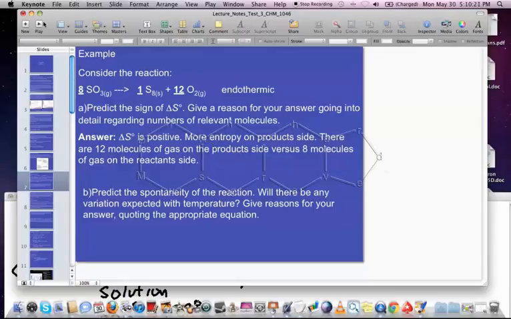Alright, going back to our problem, we have to figure out what the sign of delta S is going to be on the reaction. And what we do is we see that we've got gases here, and the solid is not going to play a part because gases have far more entropy than solids do. But we do see that we have 12 molecules of gas on the product side and only 8 on the reactant side.